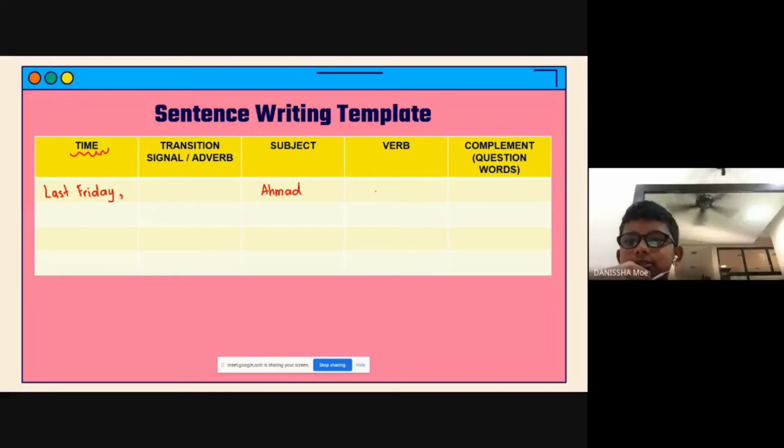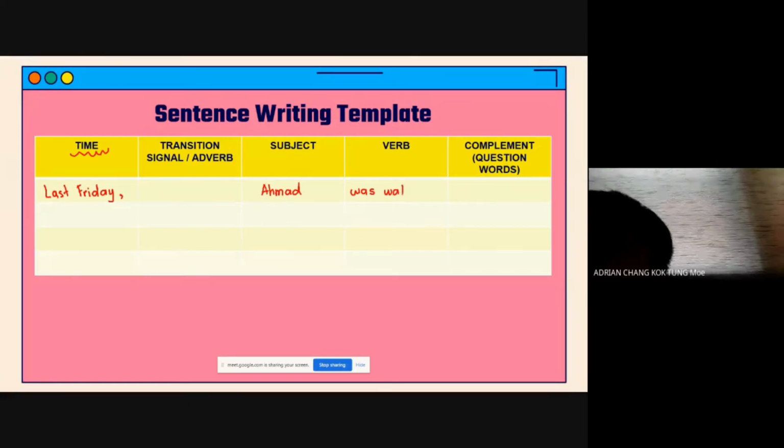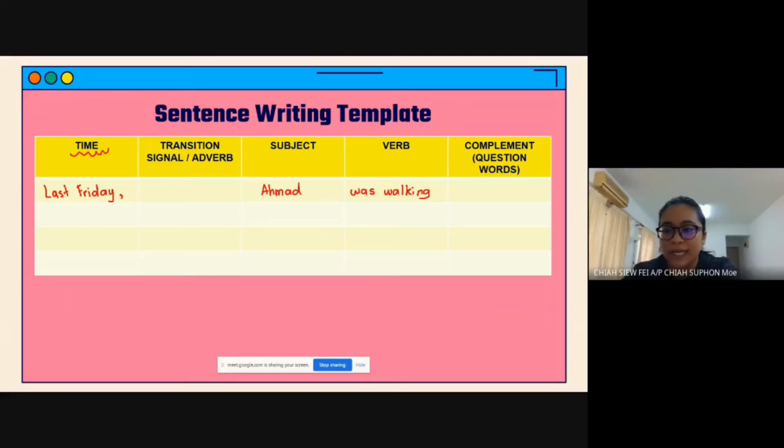Was walking. Okay. So Ahmad is one person, right? So we need to use was. What's he doing? Walking. Okay. Here you see this word here, complement. These are the part where you use the question words. So Ahmad was walking.